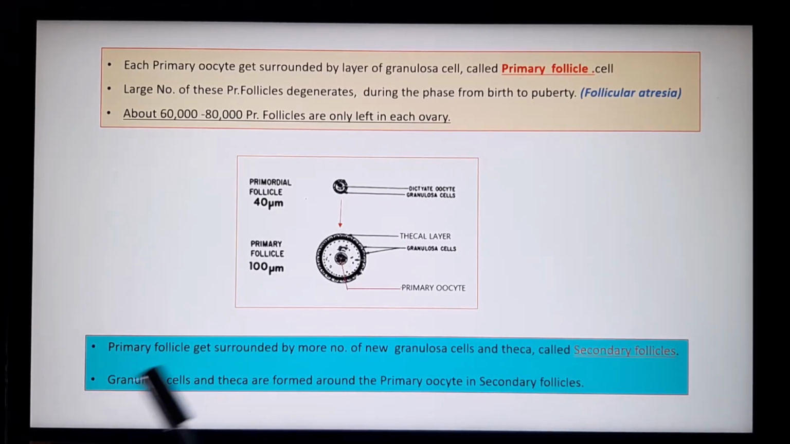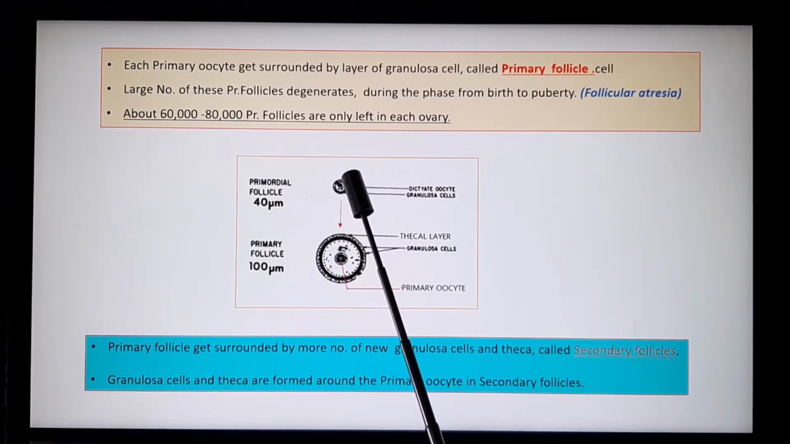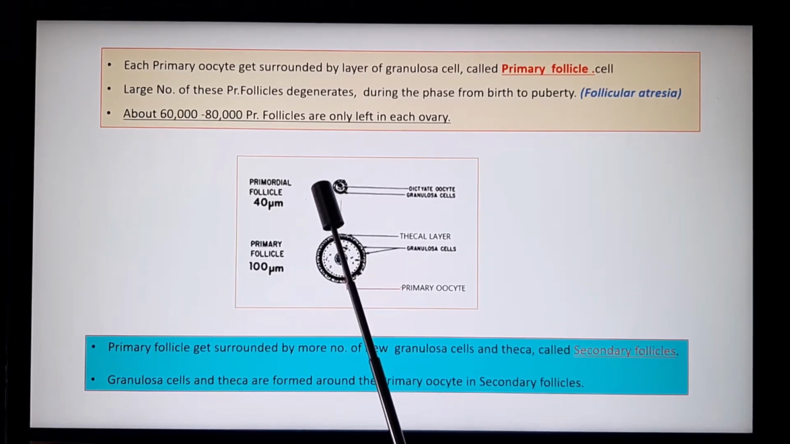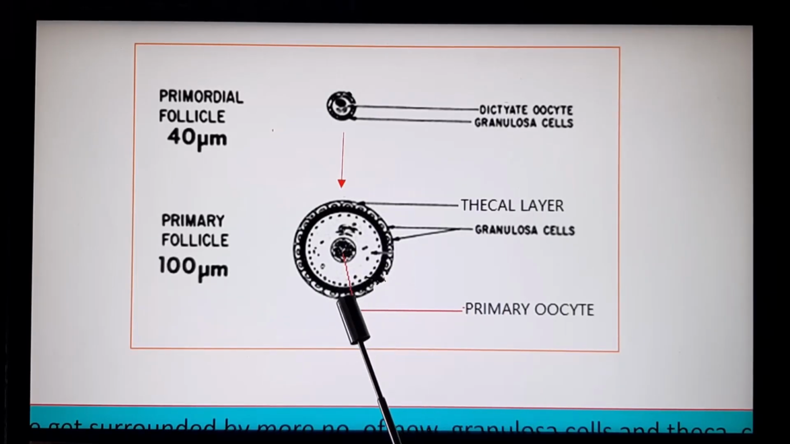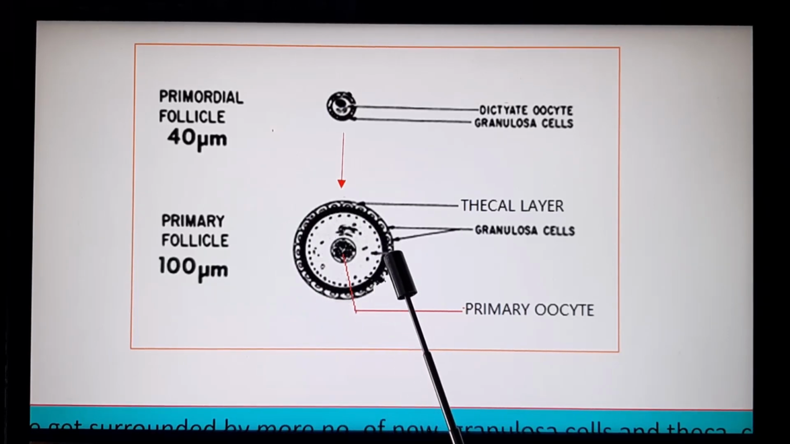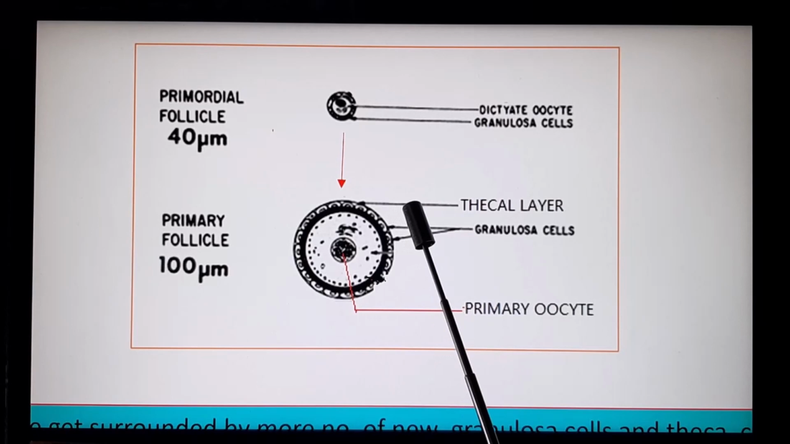You can see the pictorial representation given here, the development of the primary follicle. Around the primary oocyte, follicle cells, granulosa cells are added and it becomes a primary follicle here. Primary follicle you can see here in this diagrammatic representation. Granulosa cells, this is a primary oocyte, and around the primary oocyte granulosa cells are arranged. A minute thecal layer is also forming here, and now this is called the primary follicle.